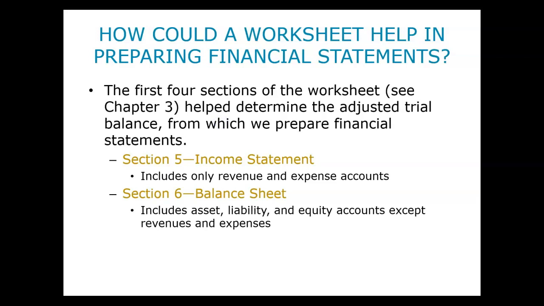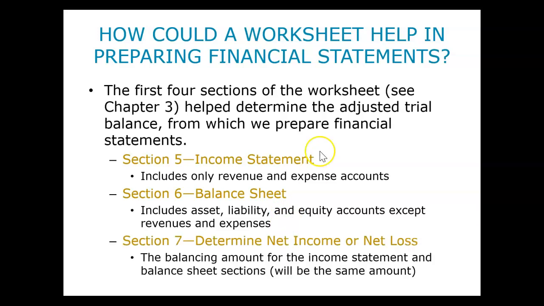And the 6th set of columns, that's our balance sheet. That's every asset, liability, and equity account except for those revenue and expenses. So cutting off after drawing. And then the 7th section is just determining whether there's a net income or a net loss, and then balancing that amount for the income statement and the balance sheet.